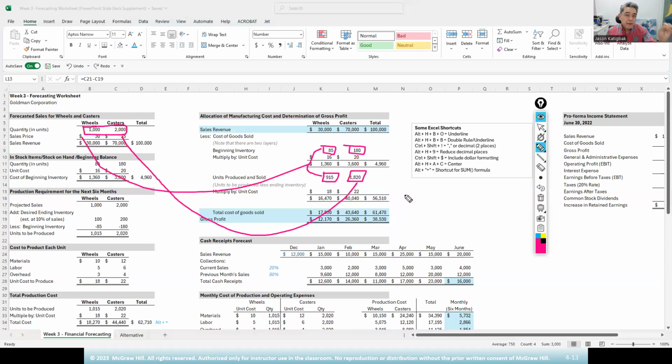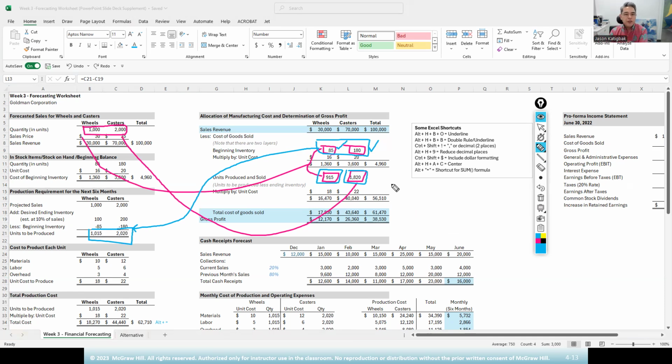But now on the FIFO cost of goods sold, we know the source of the 85 and 180. These two quantities are basically your beginning balance. And then the 915 and the 1,820 are the ones that you need to actually sell based on what you have produced. These are the quantities produced, and out of that, 915 and 1,820 were sold in 2022, June or year to date 2022.